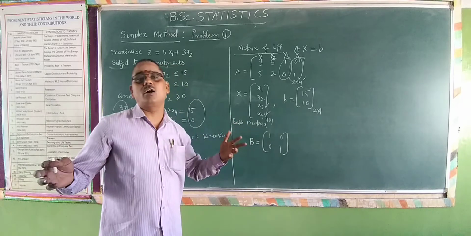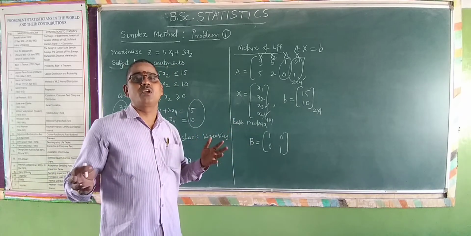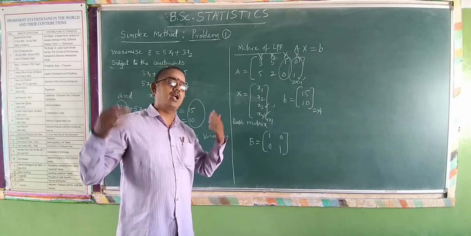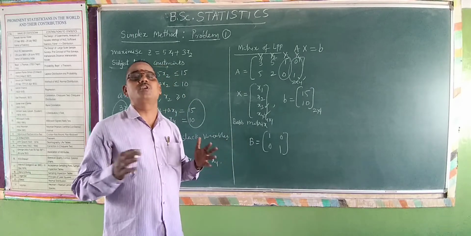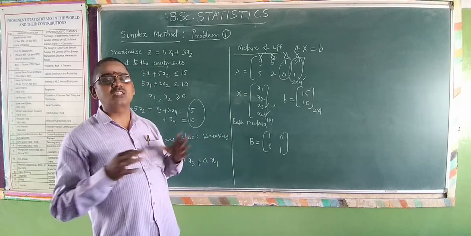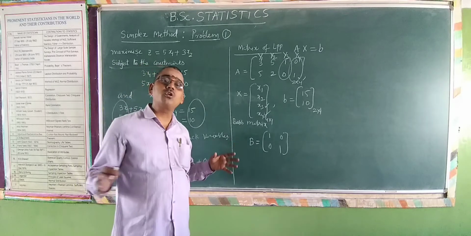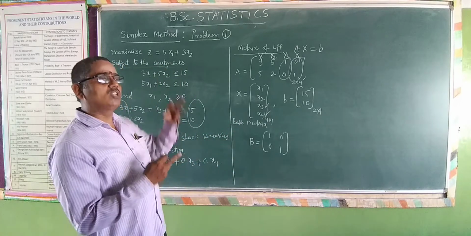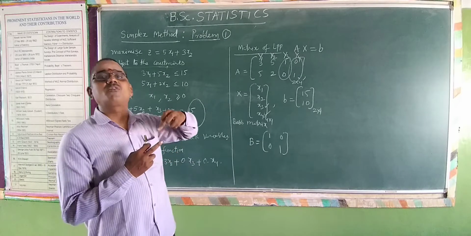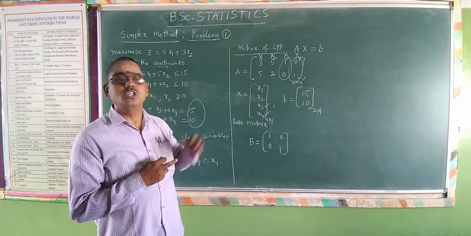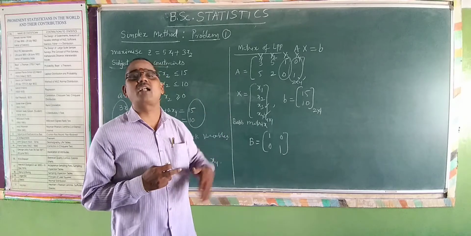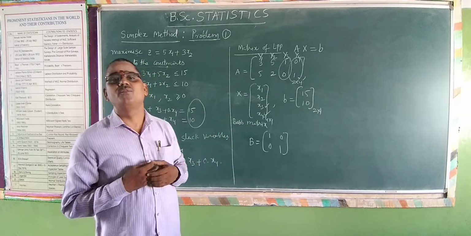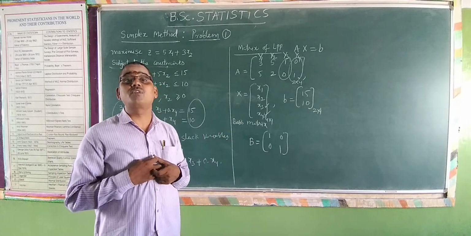It cannot be expected, and it depends only on the problem. So therefore, one should be very clear that 1 0 is the first vector of the basis matrix, and 0 1 is the second vector of the basis matrix. So this is the order of the basis matrix.